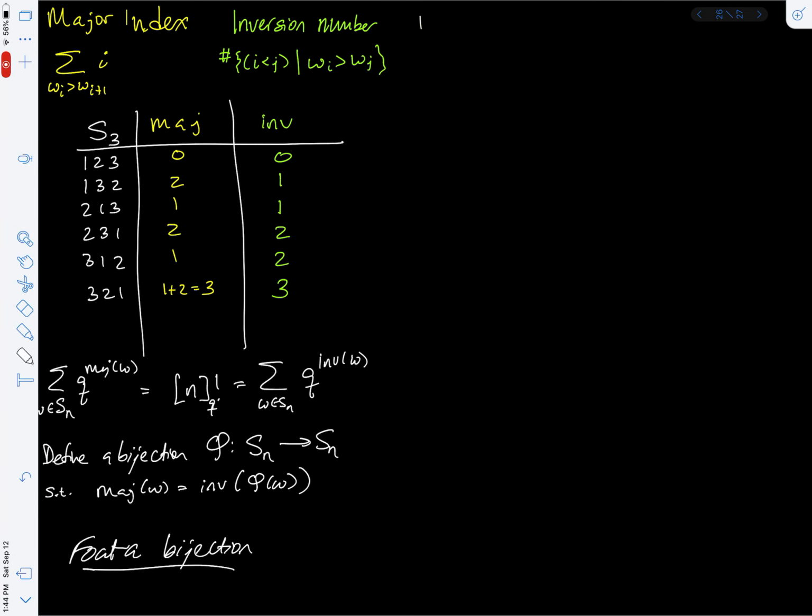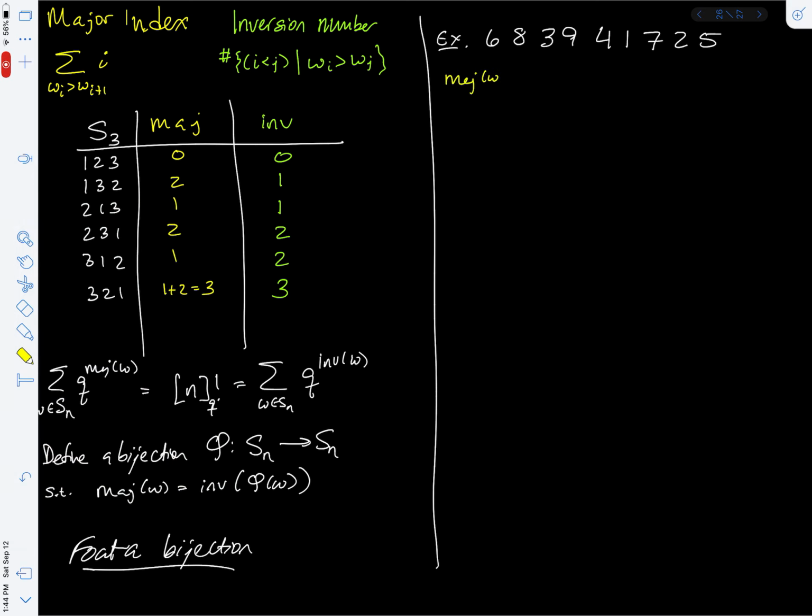So I'm going to do his bijection by example. Let me start with a nice big permutation. I think I'll take the one that we did in another video: 8 3 9 4 1 7 2 5. Let's go ahead and compute the major index of this. So this will be our w. We have 8 is bigger than 3, 3 is smaller than 9, 9 is bigger than 4, 4 is bigger than 1, and 7 is bigger than 2.